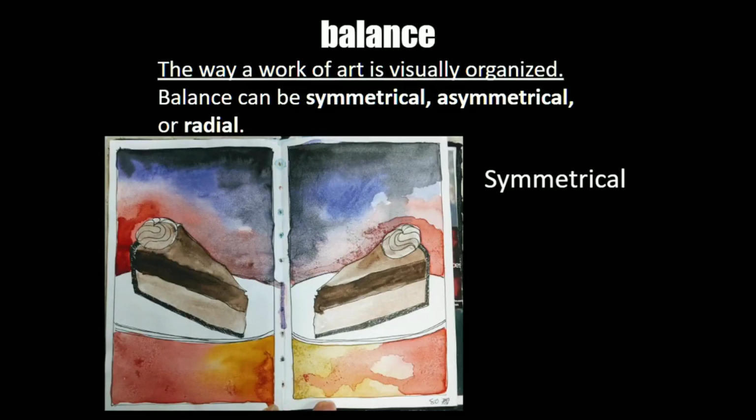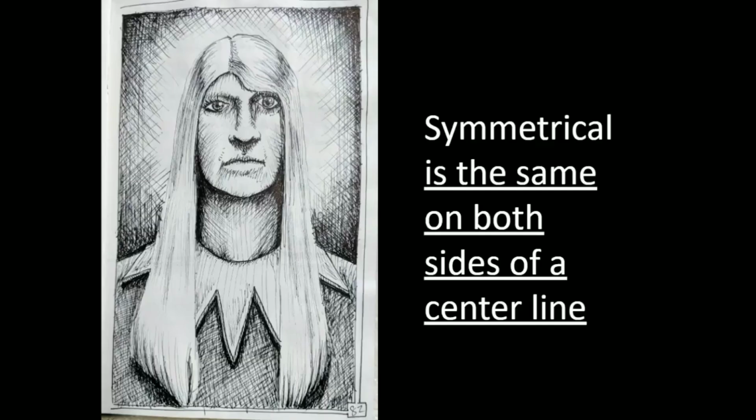Balance. The way a work of art is visually organized. Balance can be symmetrical, asymmetrical, or radial. Symmetrical is the same on both sides of a center line. There is no center line in this picture, but there is one, an imaginary center line that goes down the middle of everything.